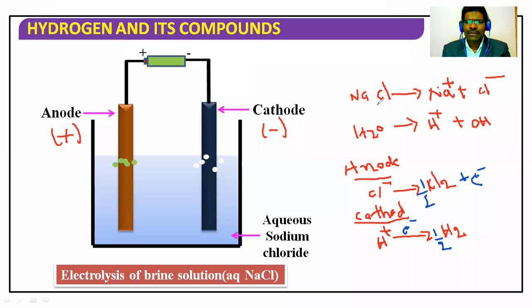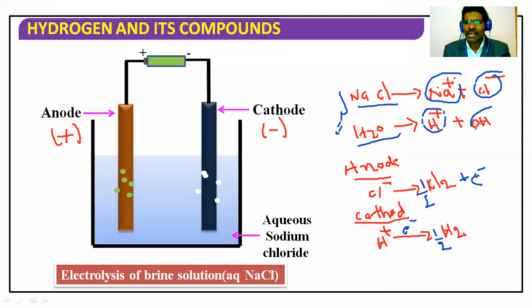You can see here, aqueous NaCl having NaCl as well as water. NaCl dissociated gives Na plus and Cl minus, dear students. H2O dissociated gives H plus and OH minus. At anode, two anions are there, dear students, Cl minus and OH minus. Chloride has more discharge potential. So chloride is oxidized to chlorine gas at anode. So at anode, chlorine gas will be liberated, dear students.